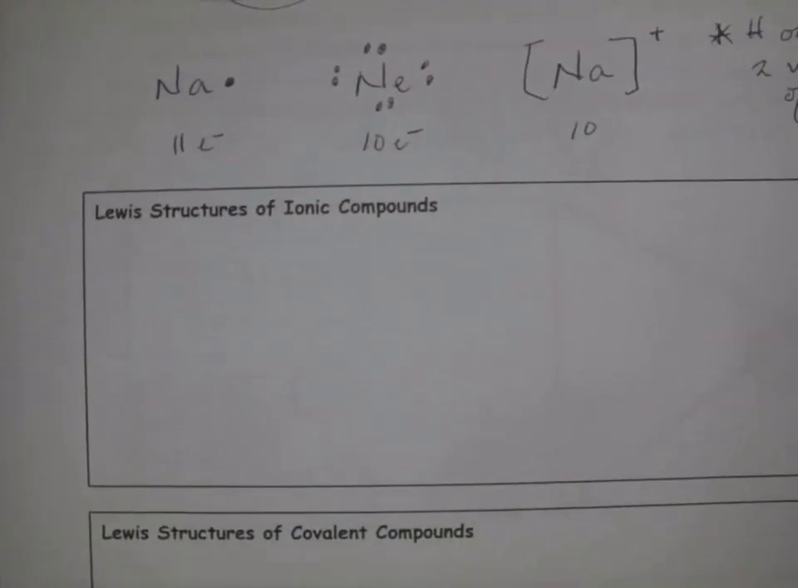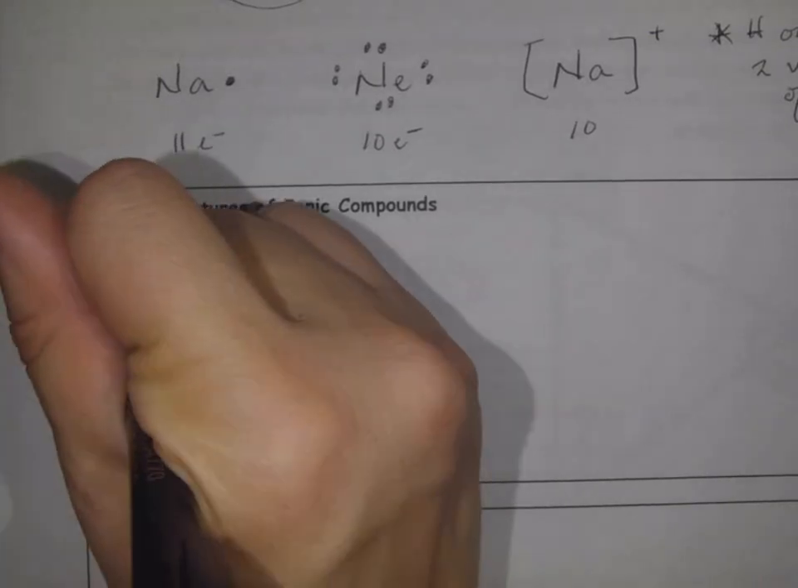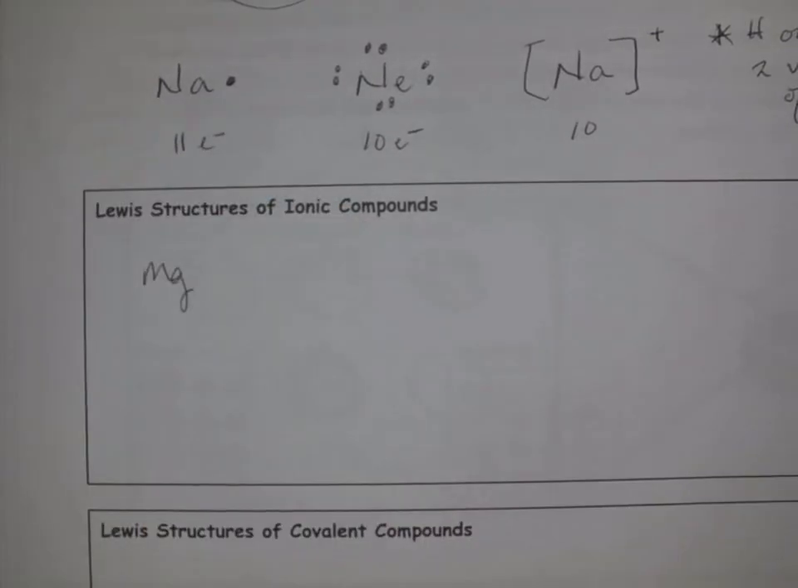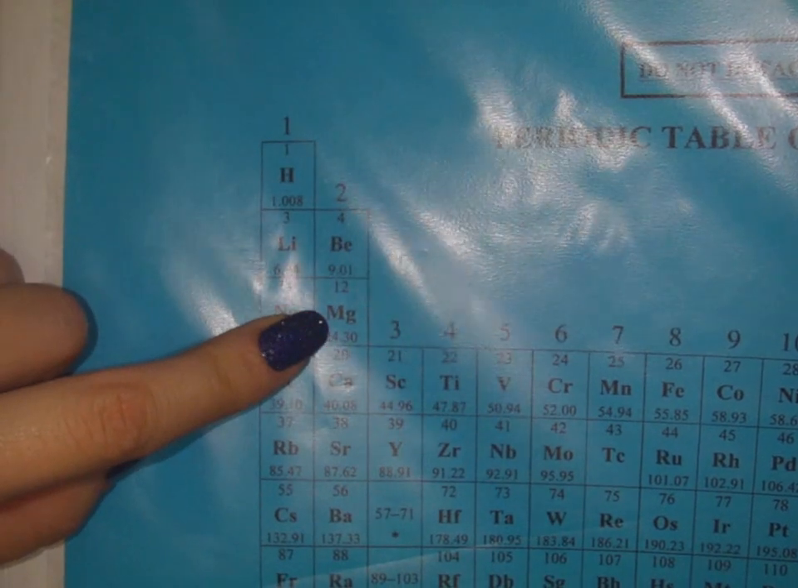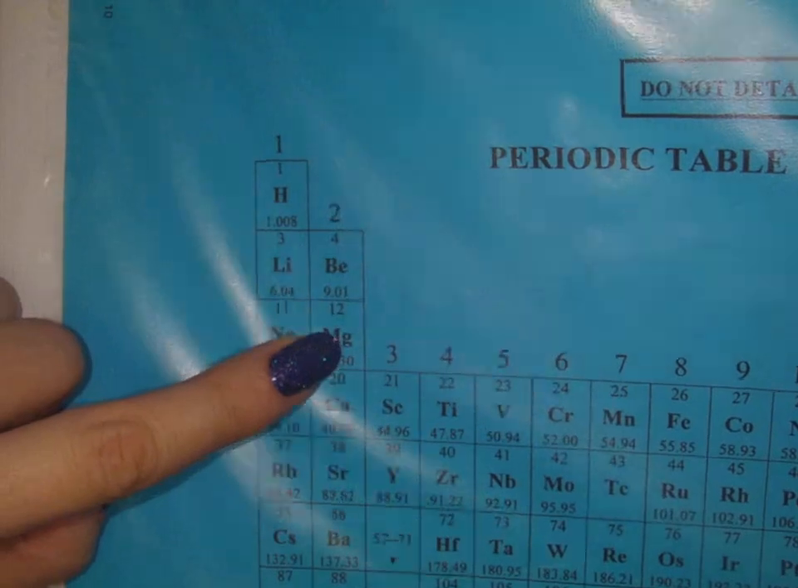Reminder, ionic compounds happen between metals and nonmetals, and they lose electrons and gain electrons. So what if I want to do the Lewis dot structure for magnesium chloride? I have magnesium here, and let's find magnesium. Oh, magnesium has 2 valence electrons because it's in group 2.